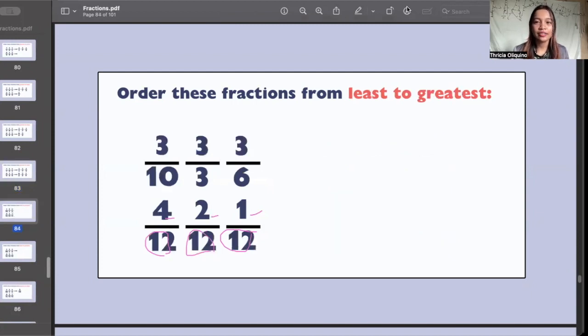And to the next. To the next fractions, we have 3/10, 3/3, and 3/6, 3/3 or 1/2. So we have least to greatest. So we need to order the fractions from least, which is smaller, to greatest, which is the largest.